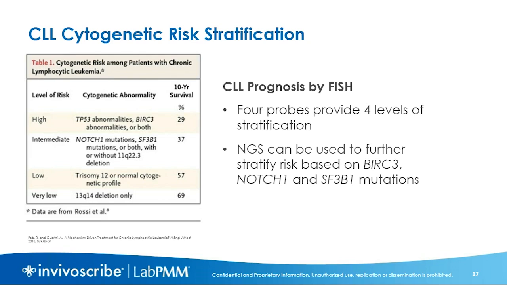The ATM deletion is in the intermediate level of risk category. Low risk is trisomy 12 or normal cytogenetics, and very low would be the common 13q deletion. And this has a pretty significant division in the 10-year survival percentage scores based on these cytogenetic or FISH findings.